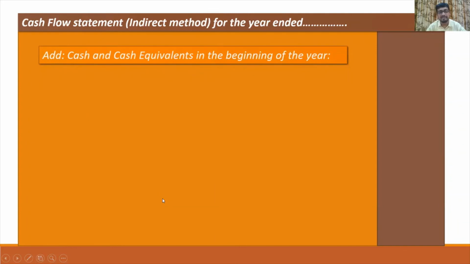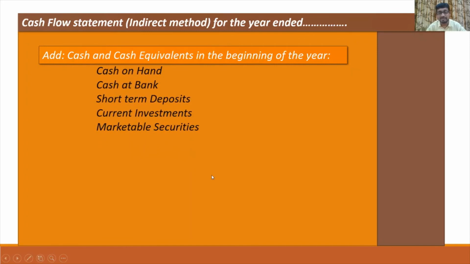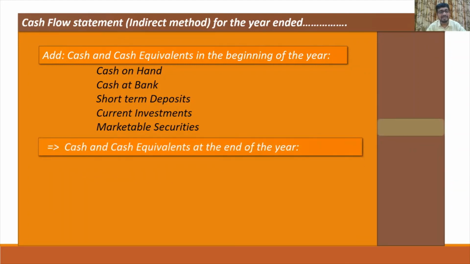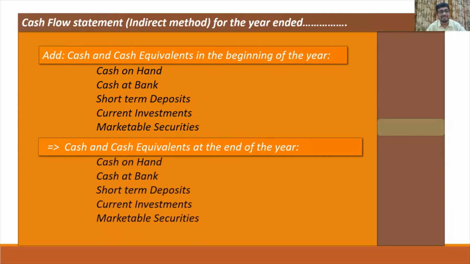And then finally, we add cash and cash equivalents at the beginning of the year. Cash and cash equivalents here means it comprises cash in hand, cash at bank, short-term deposits, current investments, marketable securities. When we add cash and cash equivalents at the beginning of the year, what do we get? We get the final answer, cash and cash equivalents at the end of the year. This is what it means.